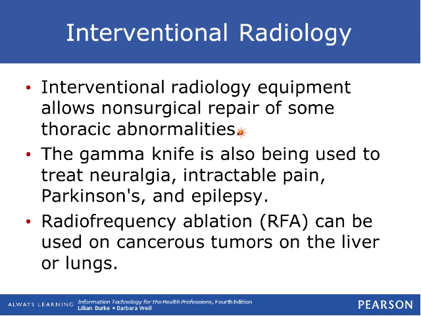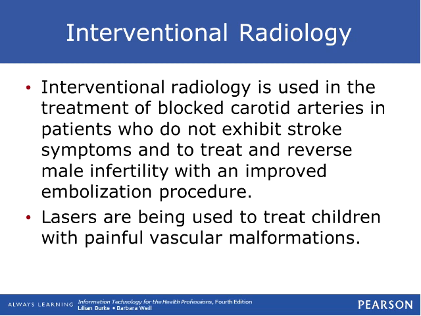The gamma knife is also being used to treat neuralgia, which is pain of the nerves, intractable pain, Parkinson's disease, and epilepsy. So we start to use this gamma knife instead of going to surgery proper. Basically they just focus that gamma radiation on one site to kill whatever's causing the problem. Now, radiofrequency ablation, RFA, can be used on cancerous tumors of the liver or lungs, so that, again, we don't need to go in and do the surgery, we just do the radiation.